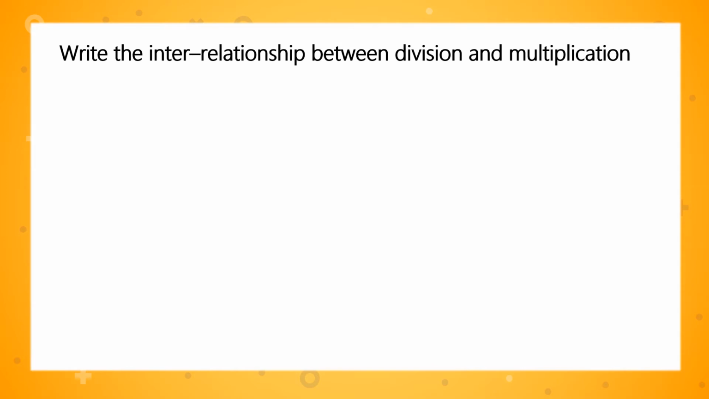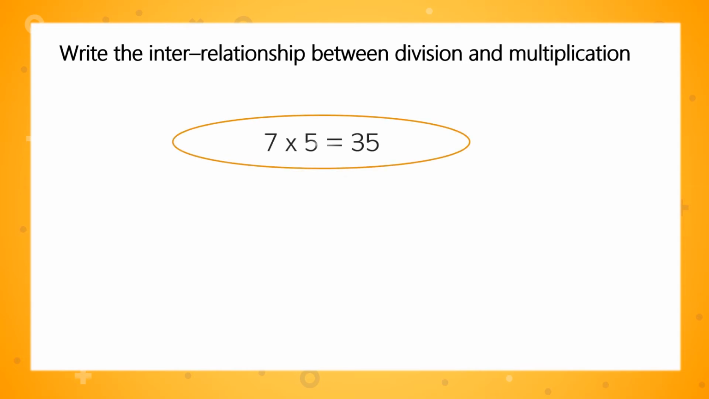Write the interrelationship between division and multiplication. Students, now we will solve the sums to show the interrelationship between division and multiplication. Here 7 into 5 is equal to 35, or you can say 7 5s are 35.